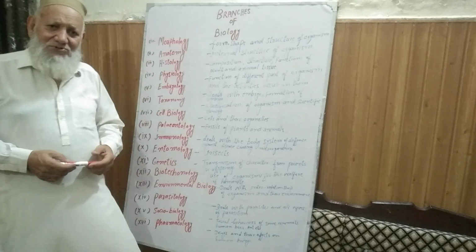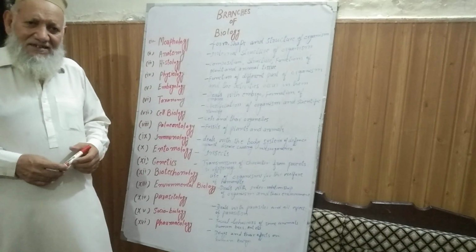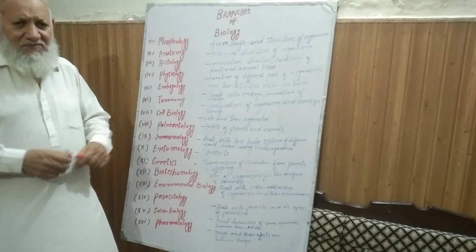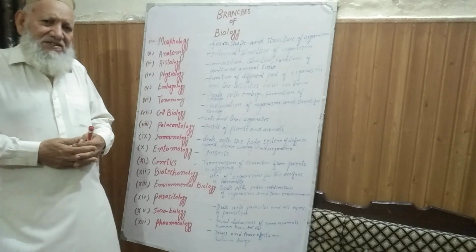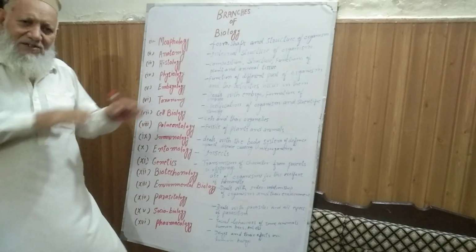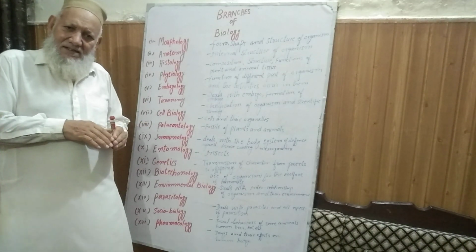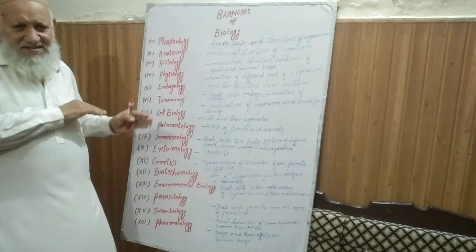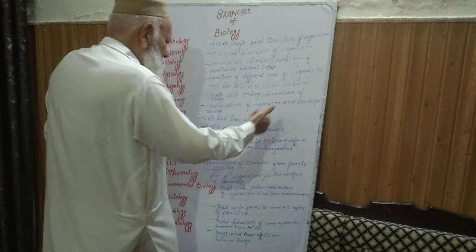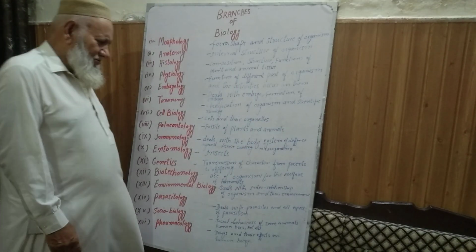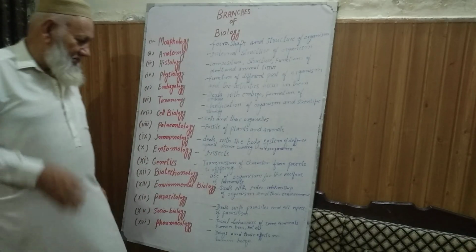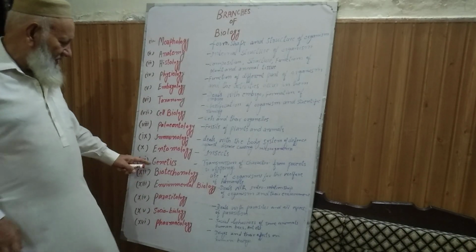Genetics: transmission of character from parents to offspring. We also gain knowledge about what happens if a male and female meet with each other and produce the young one, so some characters from the parents are transmitted to the young one. So this study is called genetics. Transmission of character from parents to offspring is called genetics.